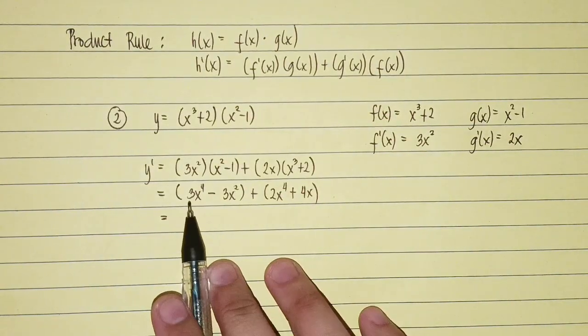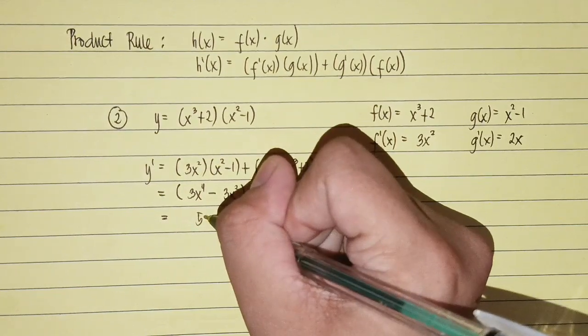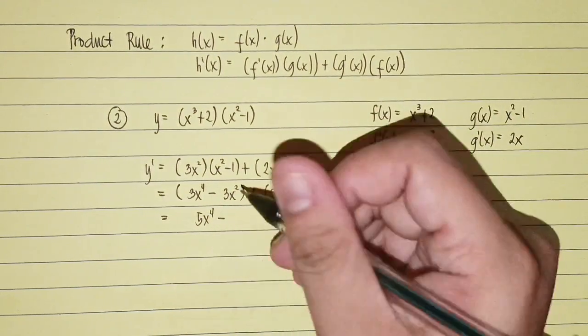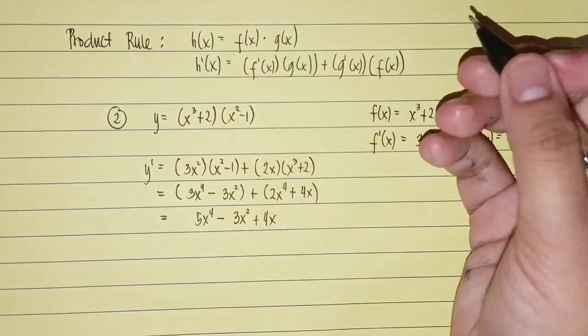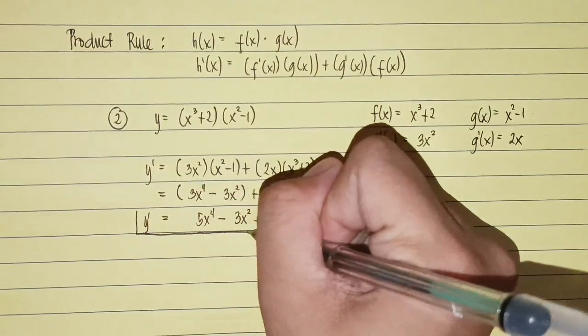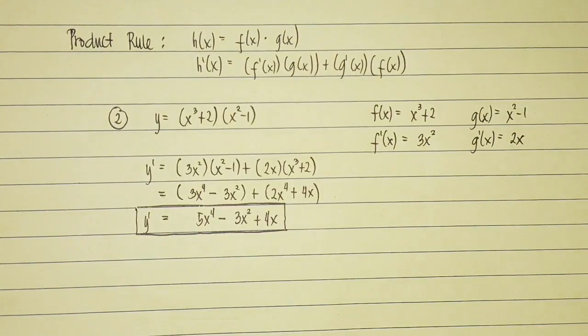And now let's combine like terms. 3x to the power of 4 plus 2x to the power of 4 is equal to 5x to the power of 4 minus 3x squared plus 4x. Therefore, the derivative of the function is 5x to the power of 4 minus 3x squared plus 4x.